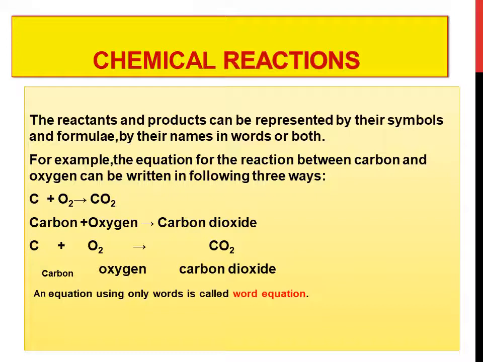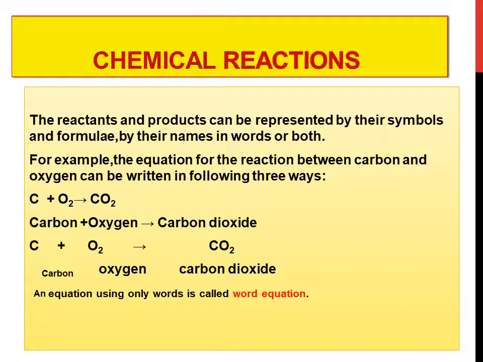Secondly, we can only use the words. And the third way is by both. We can use the symbol as well as words for representation of the equation. An equation using only words is called the word equation. Remember that. Like the second one, in that we are only using words, so that is called a word equation. We are going to study more about this type of reaction in the higher classes.